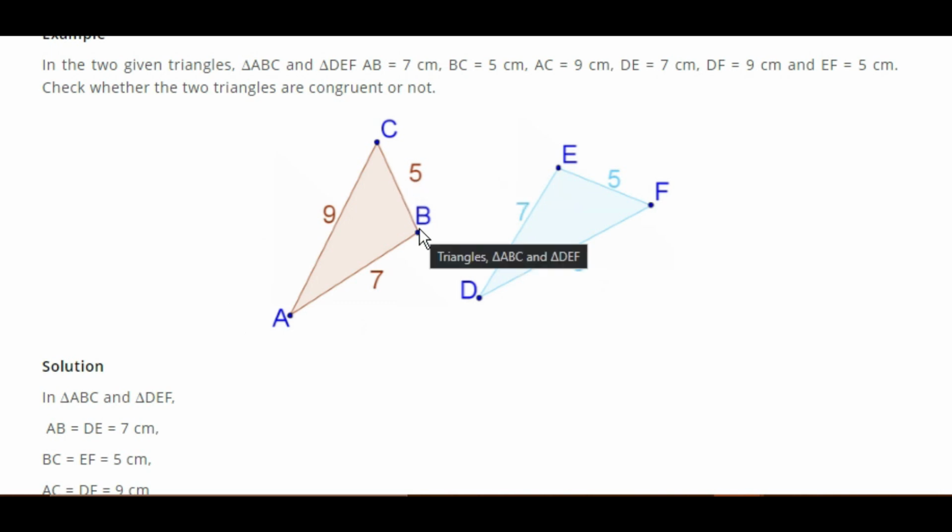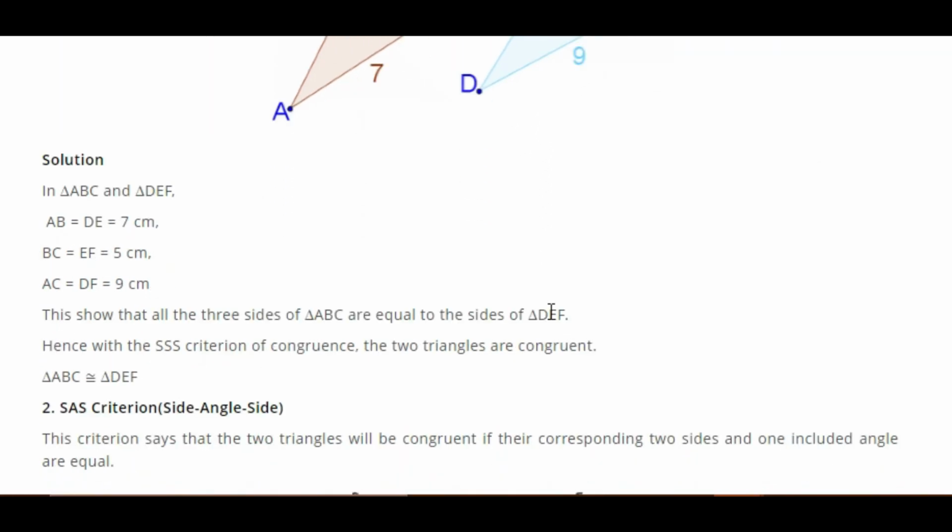Start from the B. B, A, C. BA is 7 centimeter, then C. So here is how you can do it: EDF. Okay, EDF, triangle BAC and triangle EDF. Or you can do it like this, BCA, FED. So like this you can write the corresponding parts of the triangle.